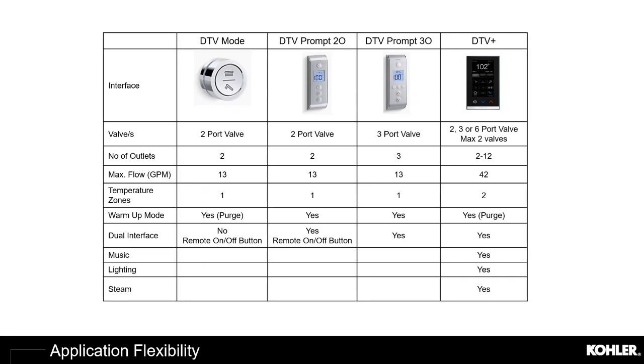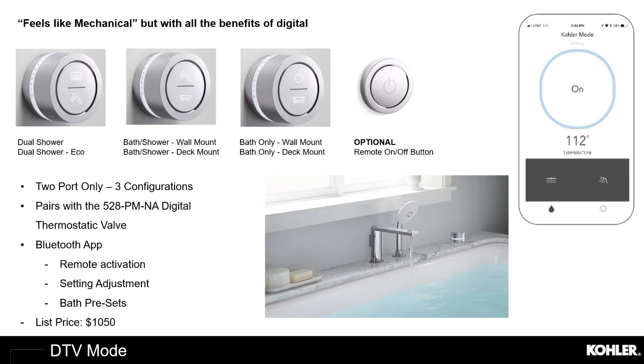technology. So as we walk through this portfolio, I want to start from DTV mode. This is our newest entry to the overall digital portfolio for Kohler, and it gives us some flexibility. This is a universal control that you see here with 3 different options: a dual shower, a bath shower, and a bath only. You'll notice there are some wall mount and deck mount options. We'll talk about those in a moment and why they're important. And there is that optional power button I mentioned earlier.